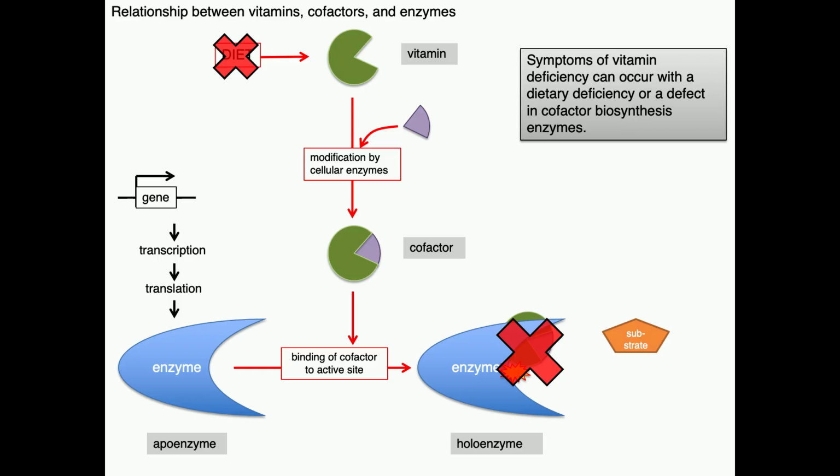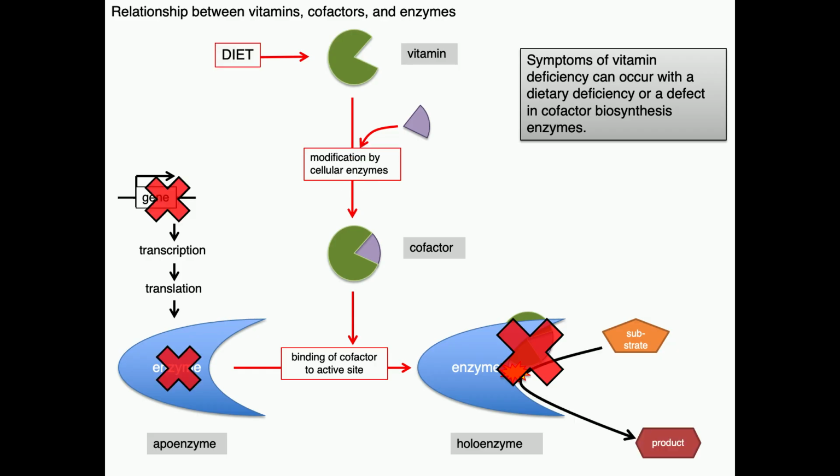You can also have a functional deficiency of the vitamin. An example here: say you're eating plenty of the vitamin, you're putting plenty of it into your mouth, but perhaps you have an inborn error of metabolism, a loss of function mutation in an enzyme that modifies that vitamin into the final cofactor. Okay, you would have the same symptoms as the dietary deficiency, but it wouldn't be remedied by just replenishing the vitamin in the diet. Is that clear? Okay. You can also get symptoms of a dietary deficiency with a loss of function mutation in that enzyme that is performing that function. Okay, clear? All right.